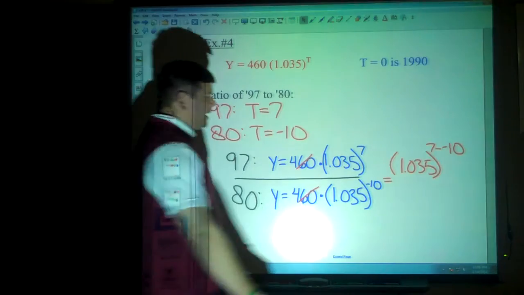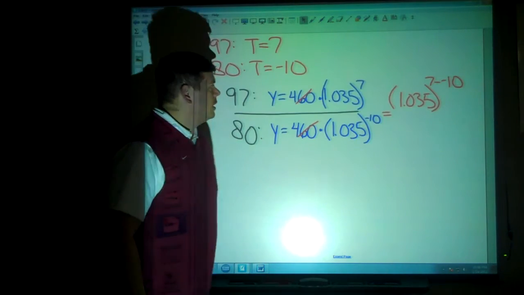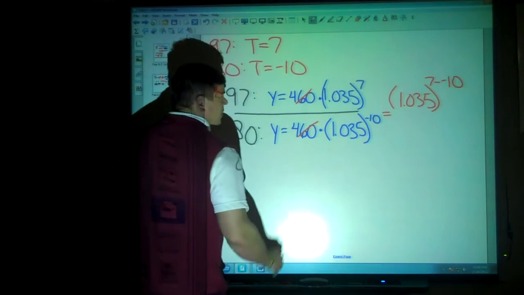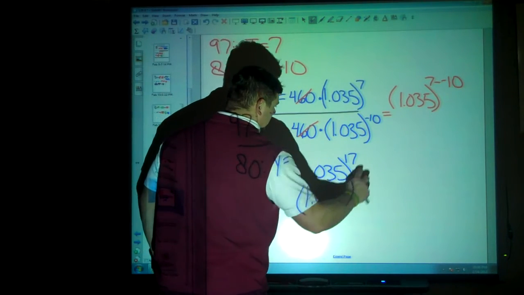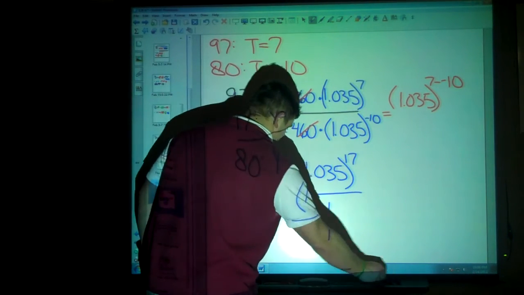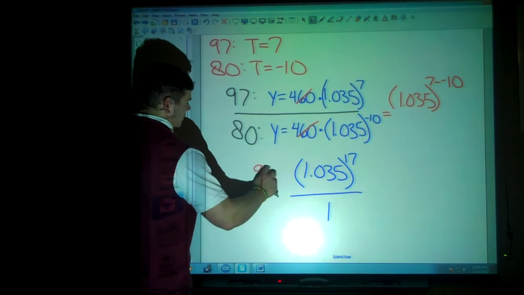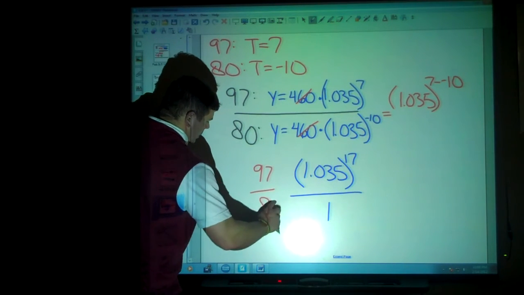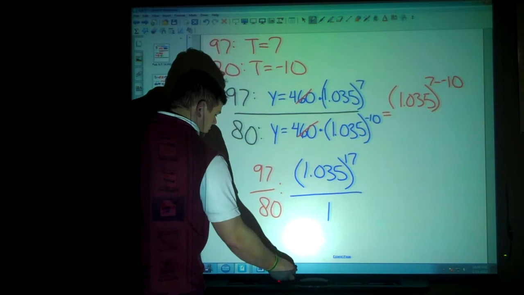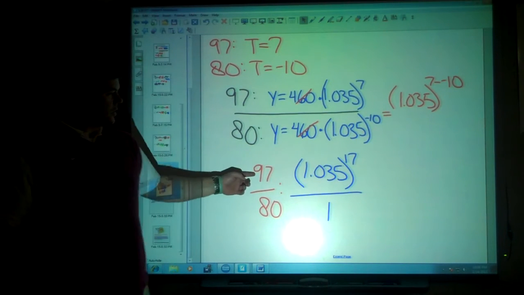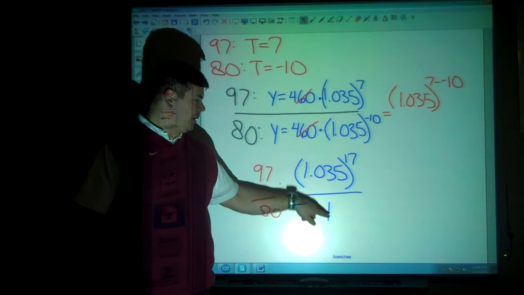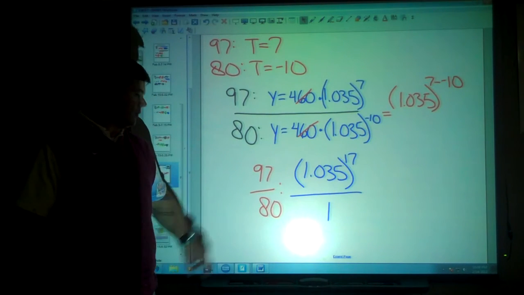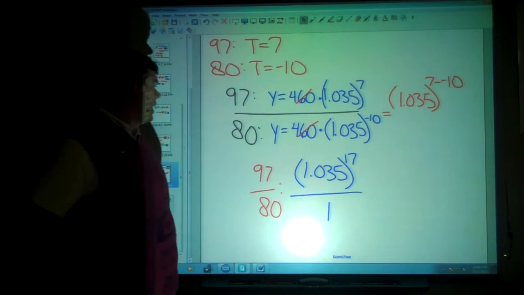And when you subtract a negative, you're really adding a positive. So we end up with an answer of 1.035 to the 17th power over 1. That's the relationship of 1997 to 1980. So the year 1997 would be 1.035 to the 17th power compared to 1 for every 1 we would have had back in 1980. That's the growth that's taking place.